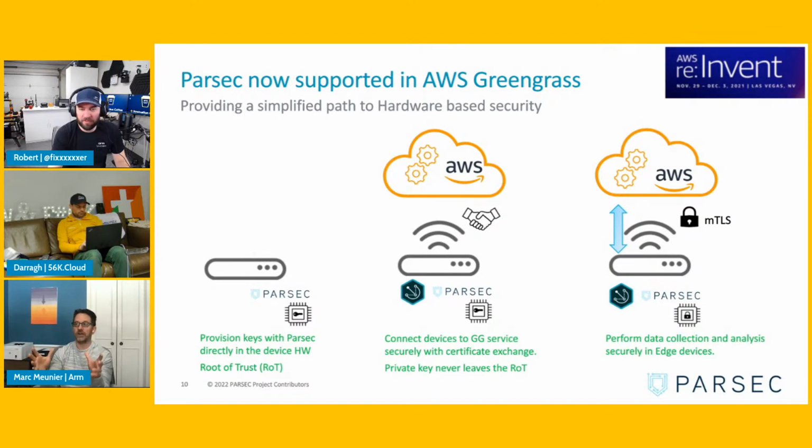That's the vision here, the idea of having Greengrass support the Parsec interface and allowing for all these devices with various roots of trust to connect into this ecosystem so that you're not left with leaving your keys in plain text. You're not transferring your keys across the network. So it's a very, very powerful message here.